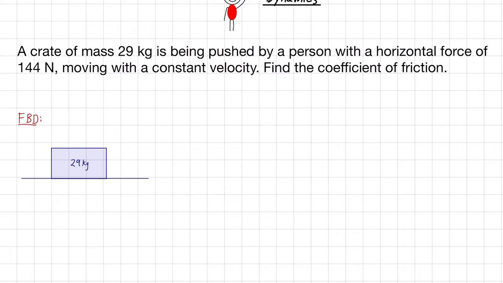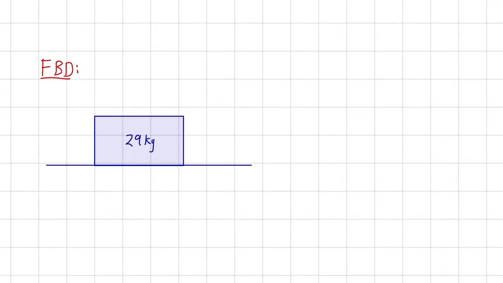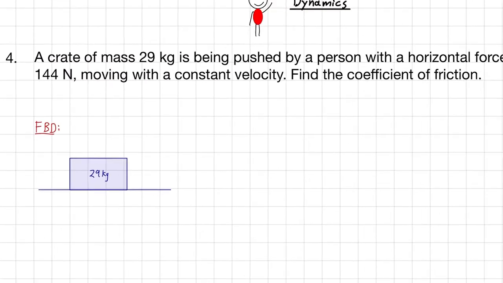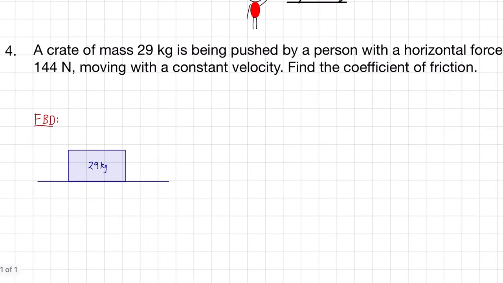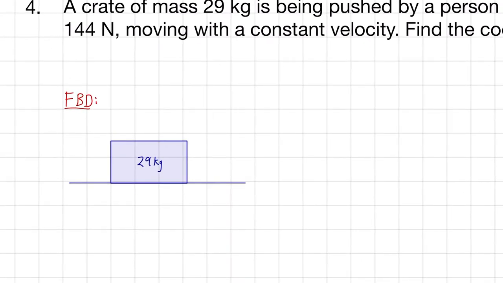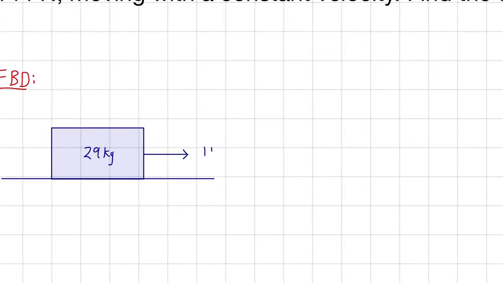Now let's draw the forces that are acting on this crate. We know from the question that it's being pushed with a horizontal force of 144 newtons. It doesn't really tell us which direction, and in this question specifically it doesn't matter, so I'm just going to assume it's to the right. I'm going to label that 144 newtons, and I'm going to label it pushed, because this is the force as a result of it being pushed.